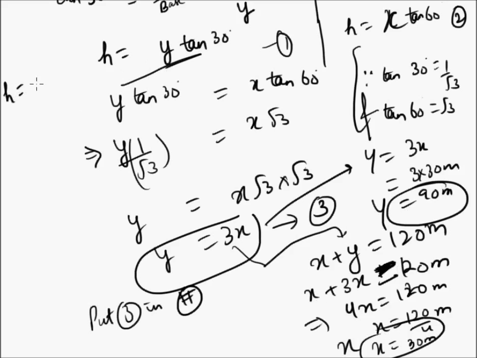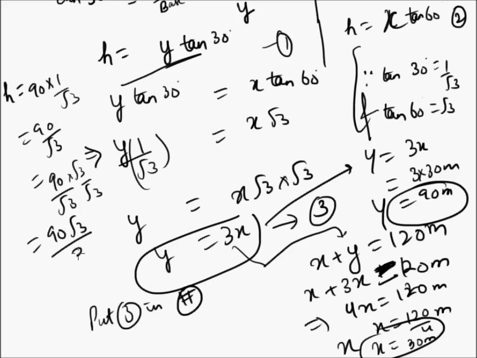So h is y, which is 90, into tangent 30, which is 1 over under root 3, that is 90 by under root 3. Now rationalizing the denominator, because it is not a proper form, just multiply and divide by under root 3, we have 90 under root 3 over 3. This 3 cancels 90, because 90 is the 30th multiple of 3, so we have h equals 30 under root 3 meter.